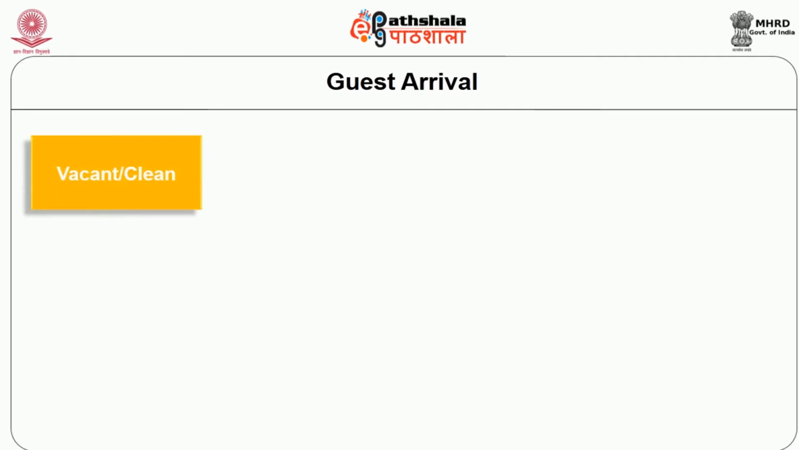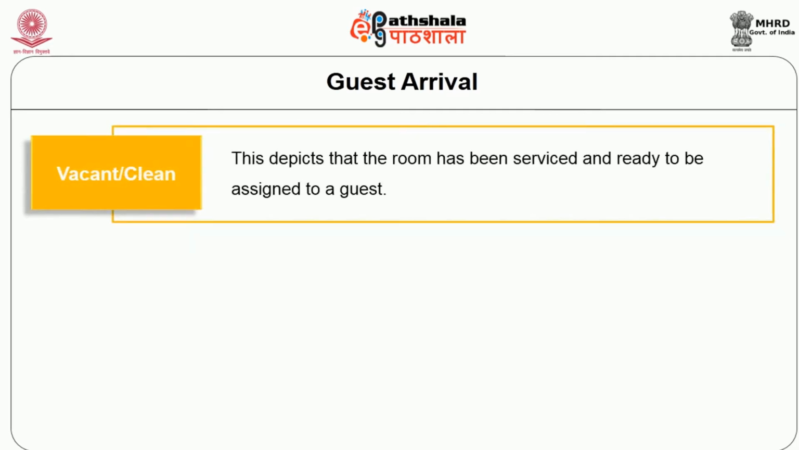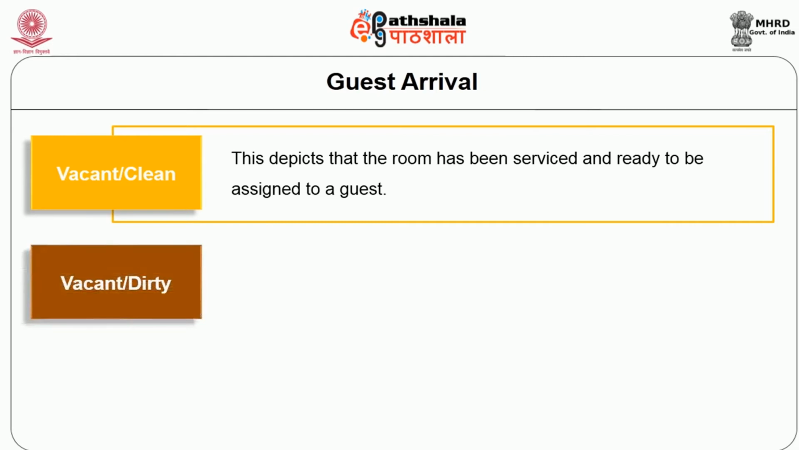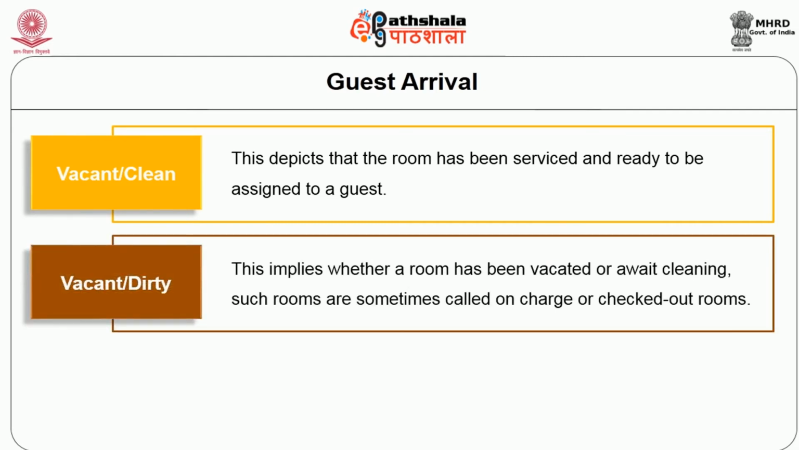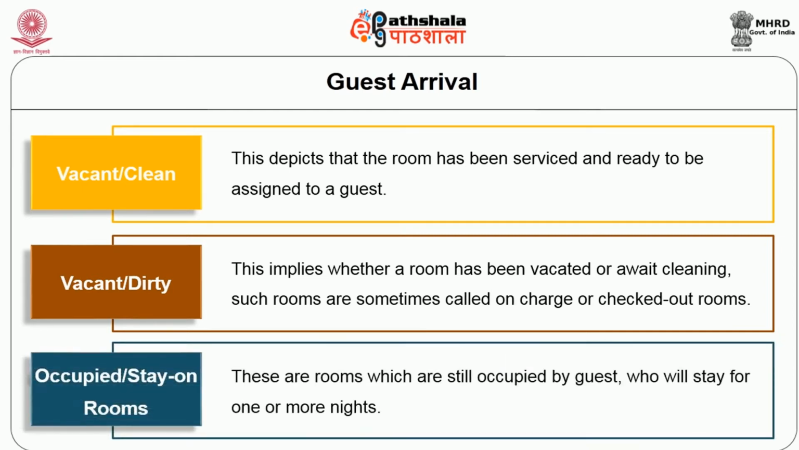The first one is vacant and clean. From the name itself, this depicts that the room has been serviced and is ready to be assigned to a guest. That is a vacant and clean room. The next is vacant and dirty. This implies that a room has been vacated and awaits cleaning. Such rooms are sometimes called on-change or checked-out rooms. Next is occupied or stay-on rooms. These are rooms which are still occupied by guests who will stay for one or more nights than scheduled.